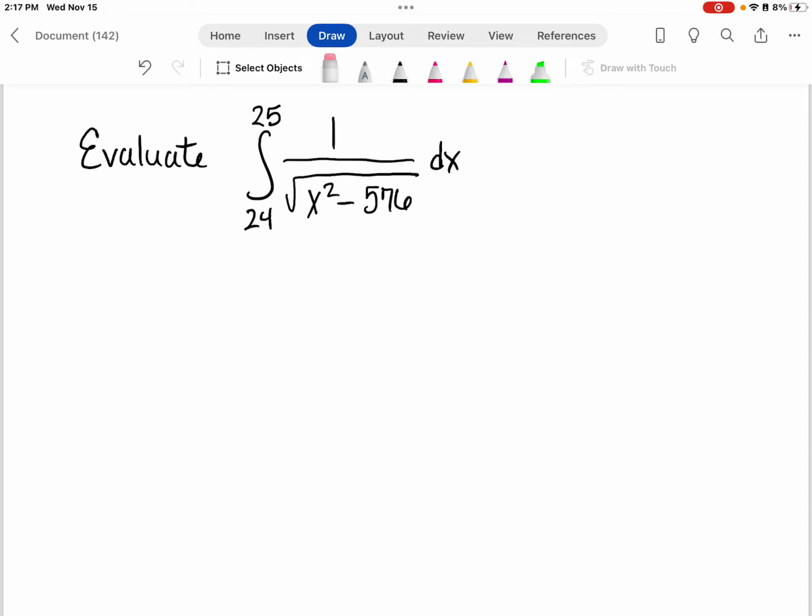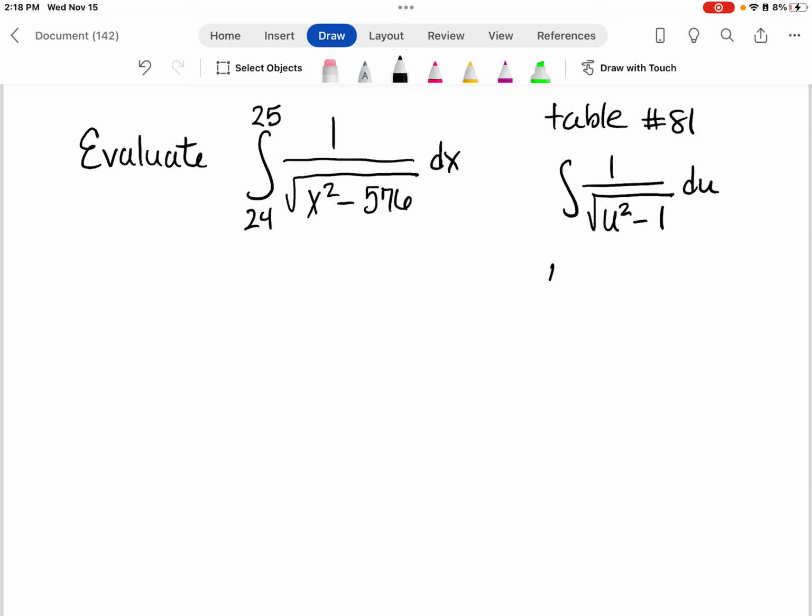If you look at the integration table, you'll see that there are no integrals set up this way that result in an inverse trig function. If you look at number 81 on the integration table, what you'll find is something similar to this. You'll find this integration formula. So this is what we're going to use. We need to do a substitution to set it up this way.